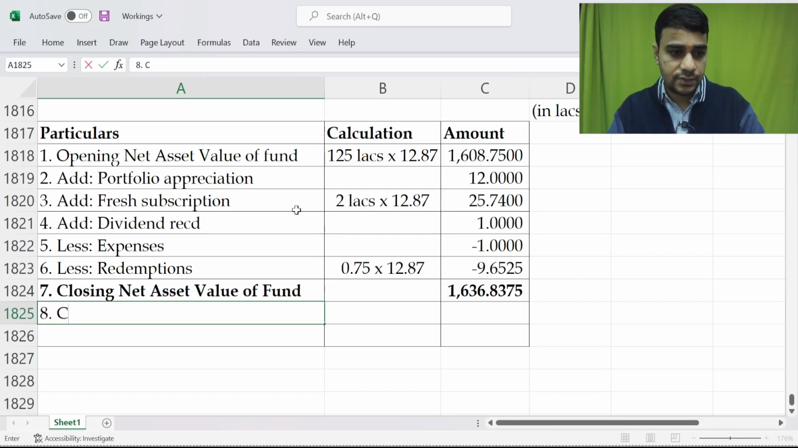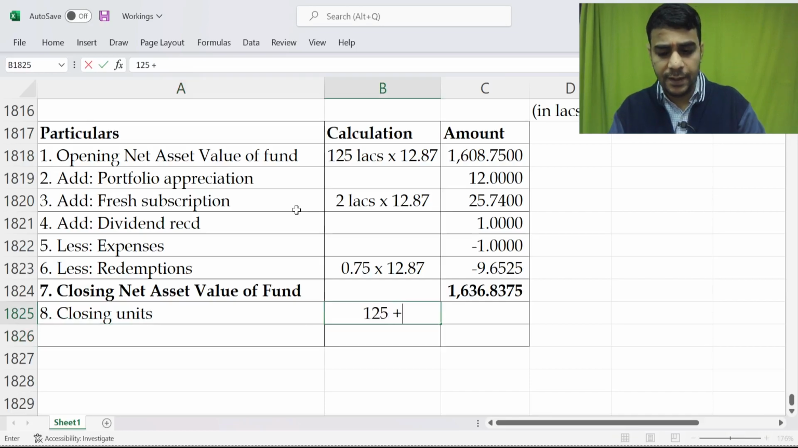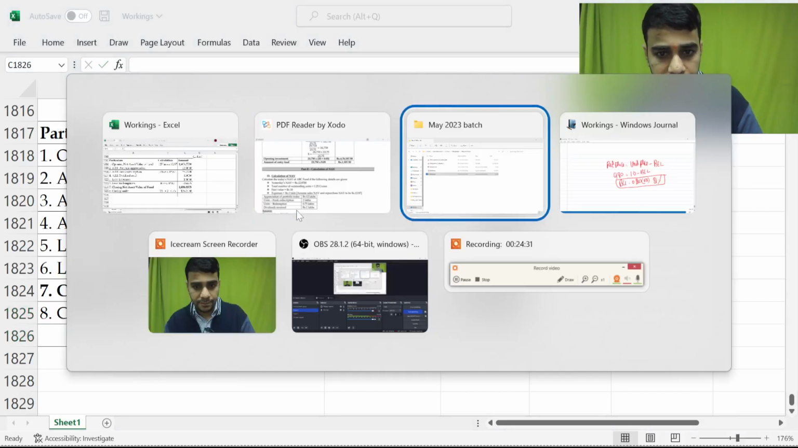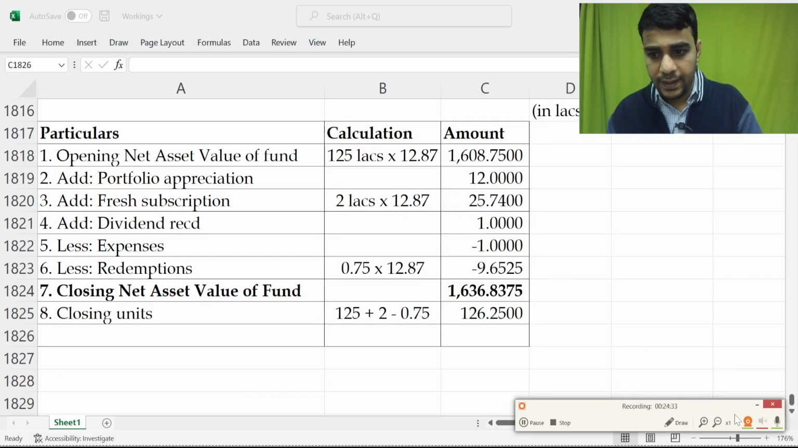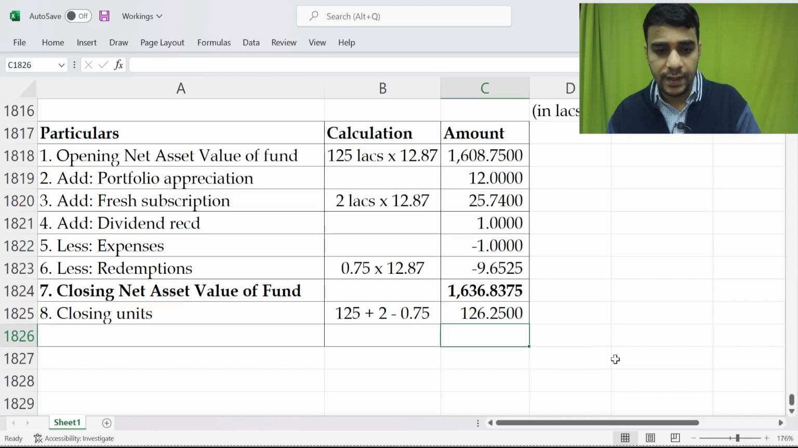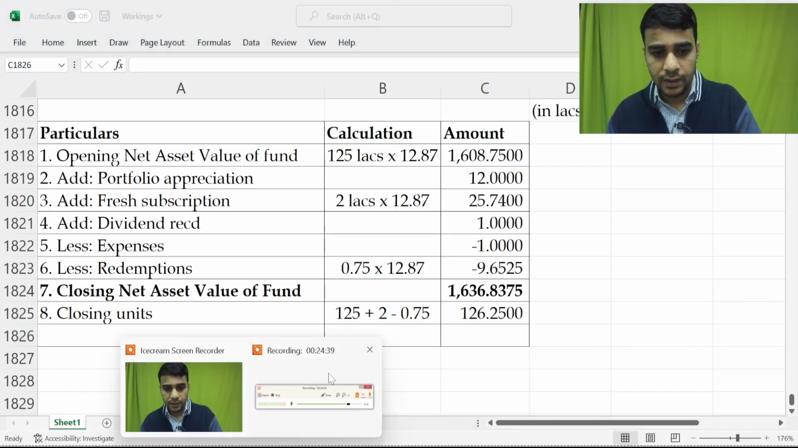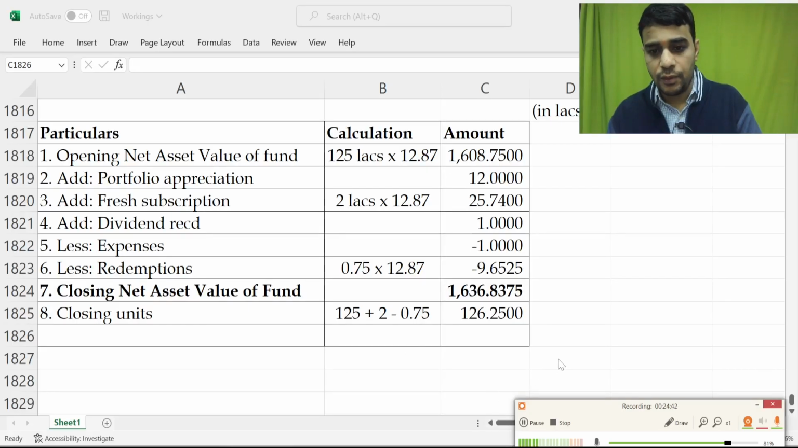Closing units: 125 plus fresh subscription, minus exit, gives 126.25. That's the closing value. The closing amount is 126.25.